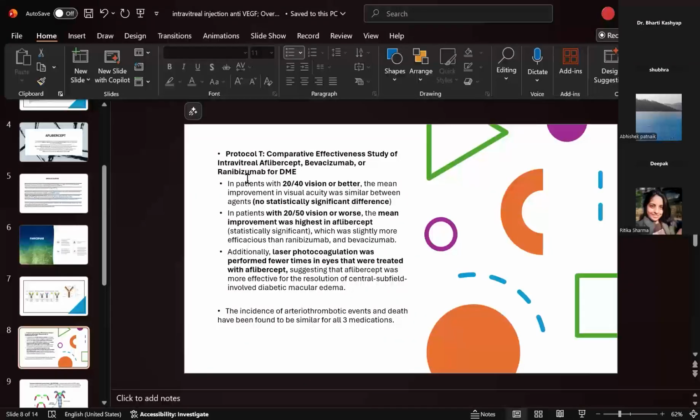Additionally, the patients who were given aflibercept required lesser laser photocoagulation fewer times and had more effective resolution of central subfield diabetic macular edema. Also, the incidence of arteriothrombotic events and death has been found to be similar for all three medications.